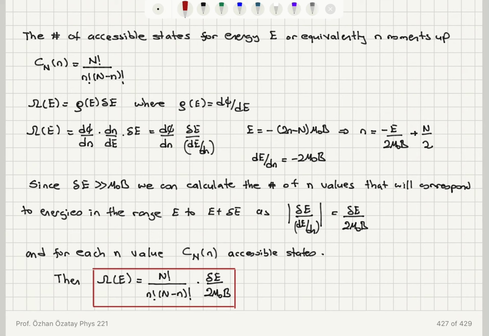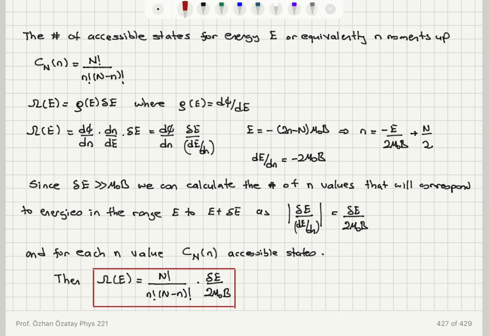Now, for an energy interval delta E, we have to know how many different n values we can have, and because the energy is increasing in units of 2 mu 0 b as we change the n value, if we divide our energy interval by 2 mu 0 b, we find the number of different n values we can have in order to have the energy vary between E and E plus delta E. So the number of accessible states is capital N factorial over n factorial, capital N minus n factorial, neglecting the change in the combinations as n changes by a small amount, multiplied by the number of different n values, delta E divided by 2 mu 0 b.